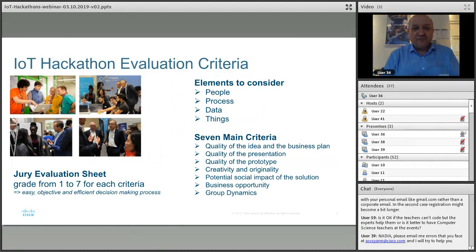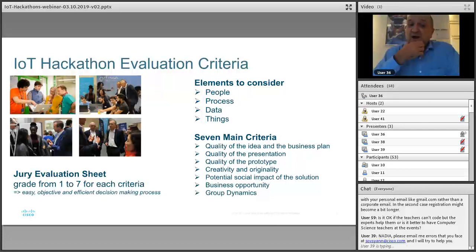Here is an overview of the evaluation criteria we give to the jury. We want an easy system to judge, so they grade 7 criteria with a number between 1 and 7, 7 being the highest and best score, and then we add all the numbers to find who is the winner. And maybe in 15 minutes after the presentations, we can already know who is the winner.